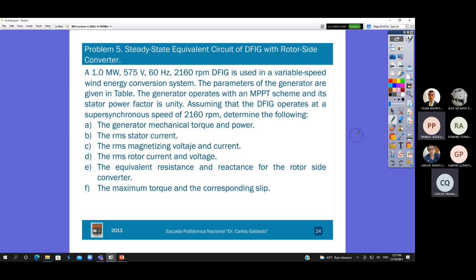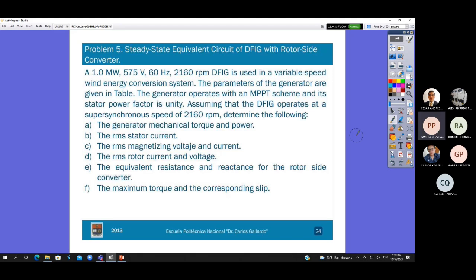Yes, of course. 1 megawatt, 575 volts, 60 hertz, 1760 revolutions per minute. A doubly fed induction generator is used in a variable speed wind energy conversion system. The parameters of the generator are given in the table. The generator operates with an MPPT scheme and its stator power factor is unity.